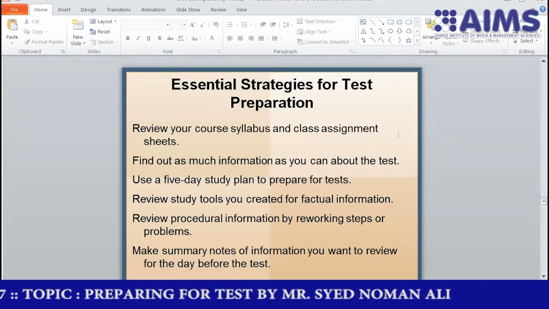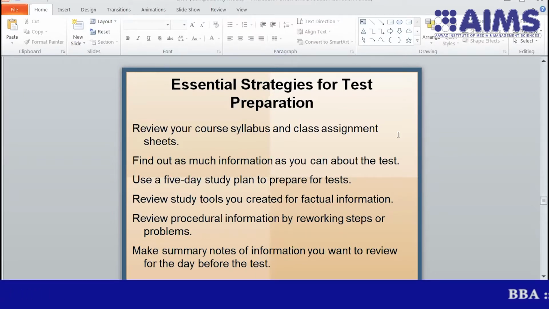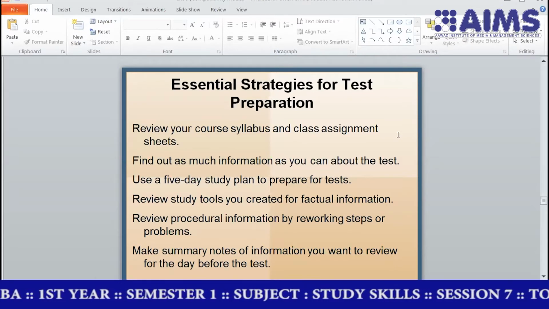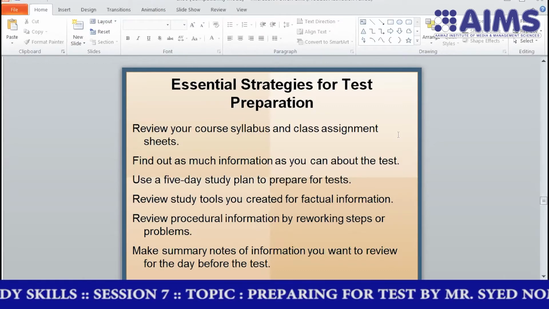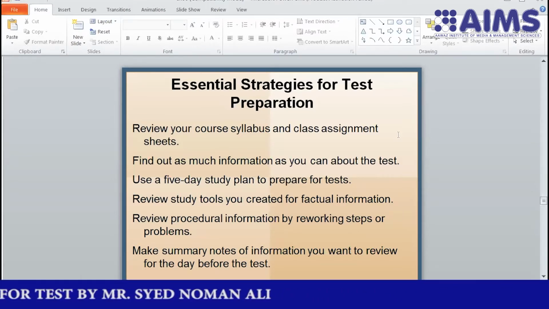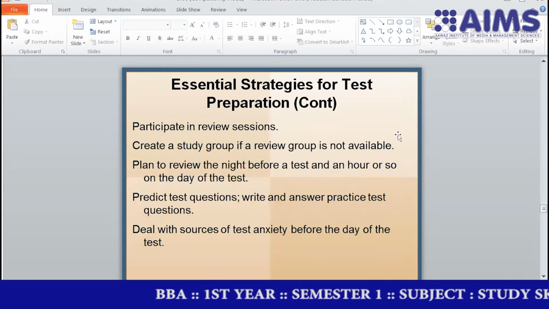At least a week before, you should start reviewing. Review study tools, create a study system, and keep memorizing through mnemonics, acronyms, and factual information. Review procedural information by reworking steps or problems divided into stages. Make a summary of the notes you want to review for the day before the test. It will be very helpful. Make your chunks, make your synopsis, make some lecture summary notes. That is very helpful in revision.